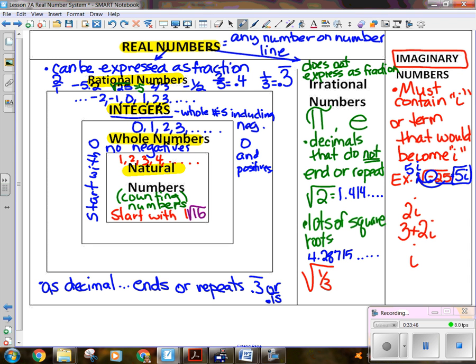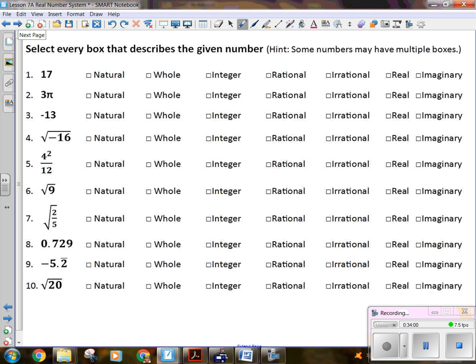Now what we did in class is I had given a lot of different numbers on little slips, and the students had to look at their number and make a decision as to what group it best went in. Okay, and so when you go to the back to start your homework, that's exactly what you're going to do. So let's do number 1.